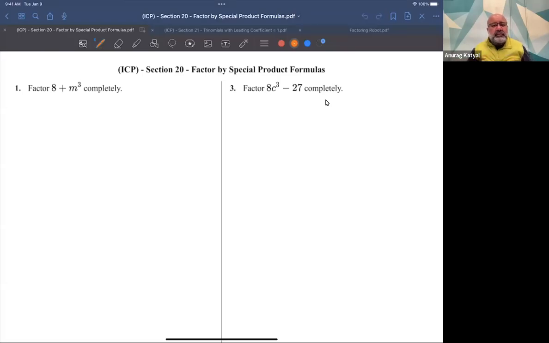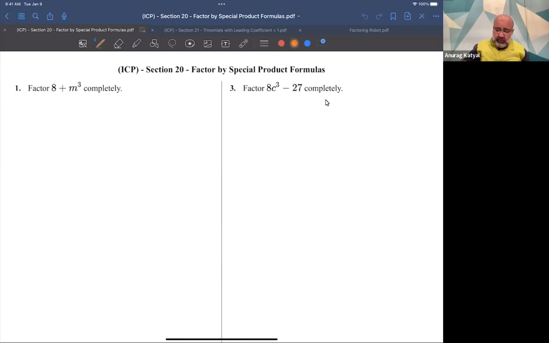Hey guys, this is the section 20 video, factoring by using special product formulas. So we've seen some of these already in either 15 or 16, but we haven't seen all of them. So in this video, you'll see all of the special product formulas that we need to be able to use to answer questions in this course.